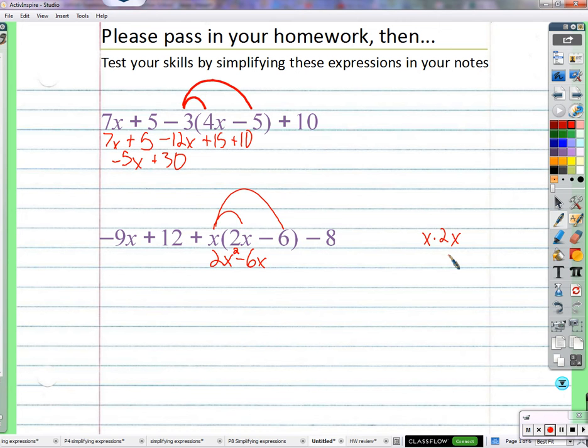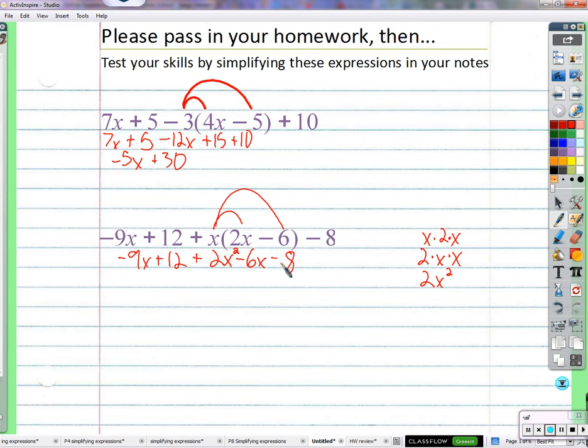X times 2x, which is x times 2 times x. It's just three things being multiplied together. I'll rearrange them in this order, because I can multiply in any order. 2 times 3 times 5 is the same as 2 times 5 times 3, is the same as 3 times 2 times 5. It doesn't matter what order we multiply in. All right? And x times x, there's this notation called exponent notation. This is a shorter way of saying I'm multiplying this number by itself. Right? So 2x squared.